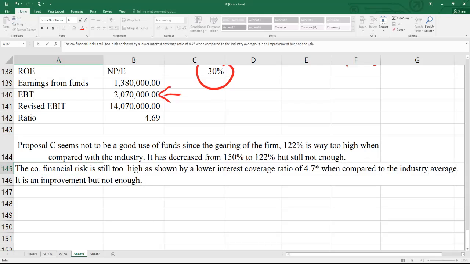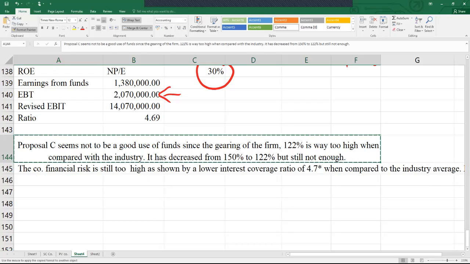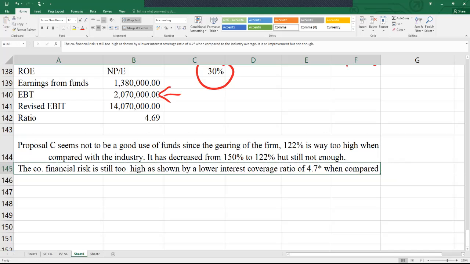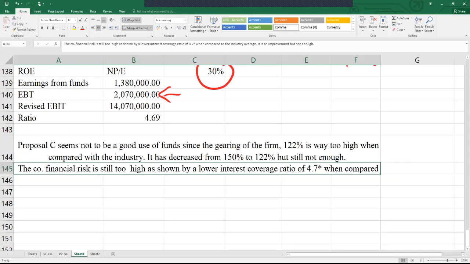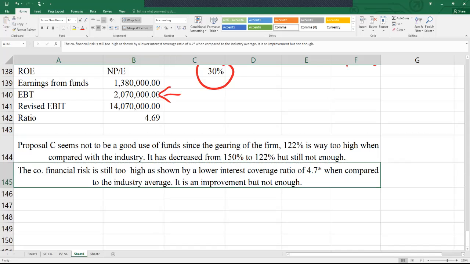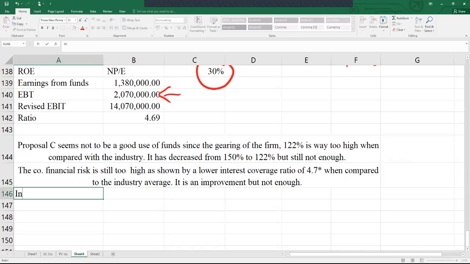Therefore, in reality, it does not make any sense for the company. So, in conclusion, proposal C is not a good proposal.